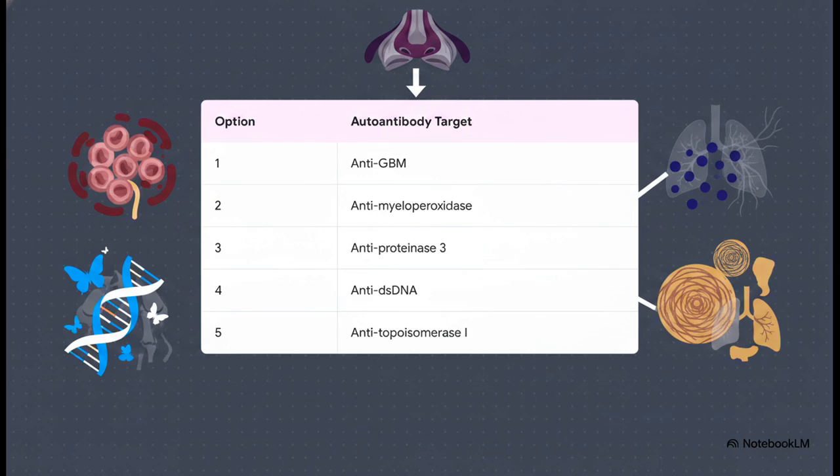The presence of that collapsed nasal dorsum definitively isolates granulomatosis with polyangiitis, which is mediated by cANCA, also known as anti-proteinase 3. Option 1, anti-glomerular basement membrane, causes Goodpasture syndrome, which lacks upper airway destruction. Option 2, anti-myeloperoxidase, or pANCA, is associated with microscopic polyangiitis and eosinophilic granulomatosis, neither of which classically causes massive nasal cartilage collapse. Option 4, anti-double-stranded DNA, defines systemic lupus erythematosus. And option 5, anti-topoisomerase I, defines diffuse systemic sclerosis, as we discussed in Module 1.